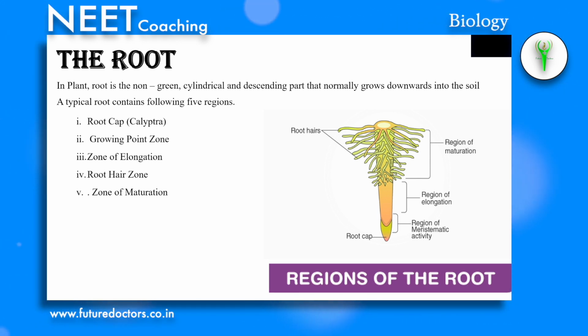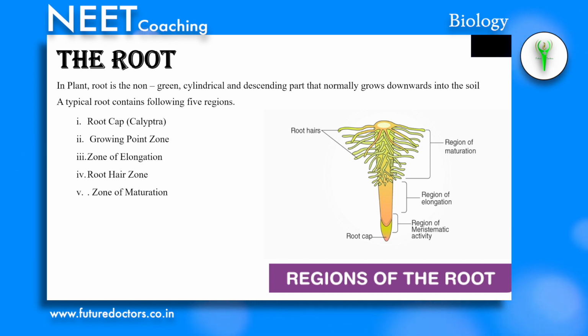And the next is root hair zone. It is the region where primary tissues differentiate into the root. The vascular tissue like xylem and phloem are formed in this region. Root hair zone is the most important part of the root for absorption of water from the soil. In aquatic plants, root hairs are absent and the roots are not well developed.